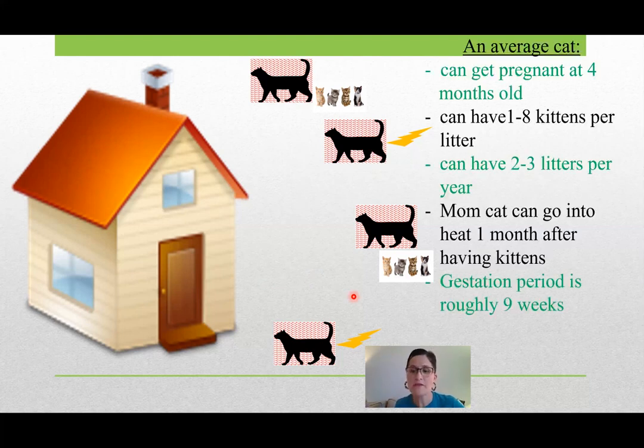All right, so speaking of overwhelming, here is some information, just throwing out some numbers, right? An average cat can get pregnant at 4 months old. 4 months, because they're out there in the wild, smelling things and witnessing behavior that a normal house cat, if you will, wouldn't. So they can go into heat that young. Cats can have 1 to 8 kittens per litter. Okay, they can have 2 to 3 litters per year.